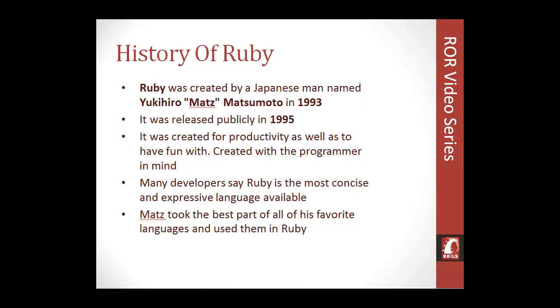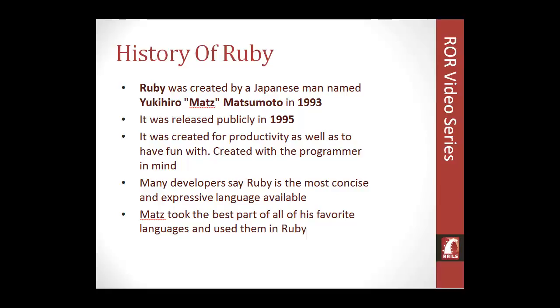So a little bit of history on Ruby. It was created by a Japanese man named Yukihiro Matsumoto, and he's better known as Matz, M-A-T-Z, and he created Ruby in 1993. And it wasn't released to the public until 1995.